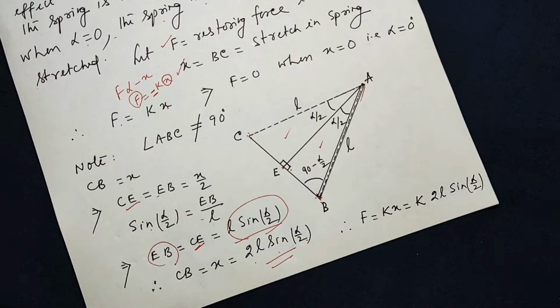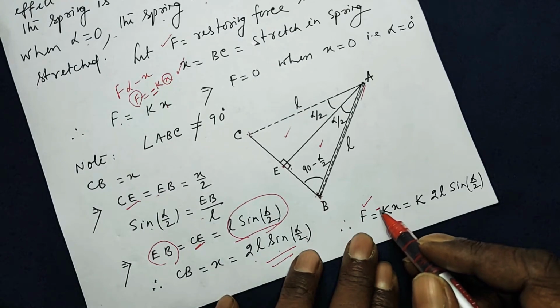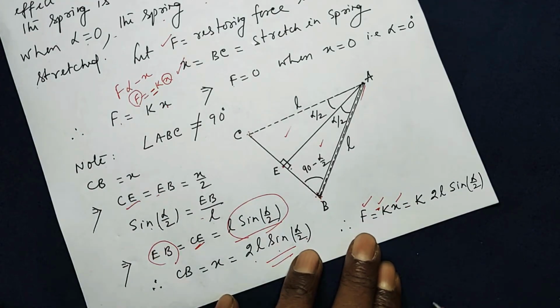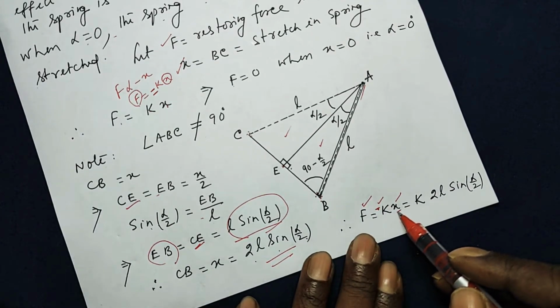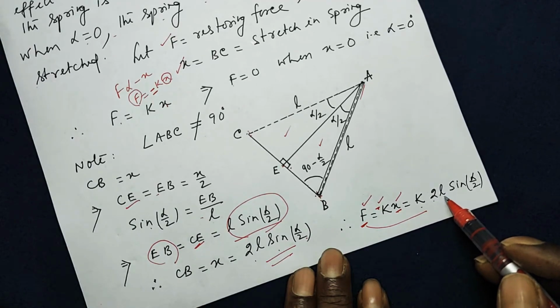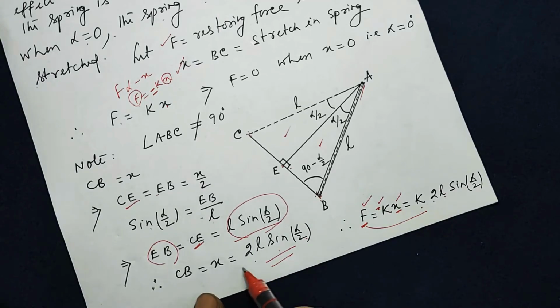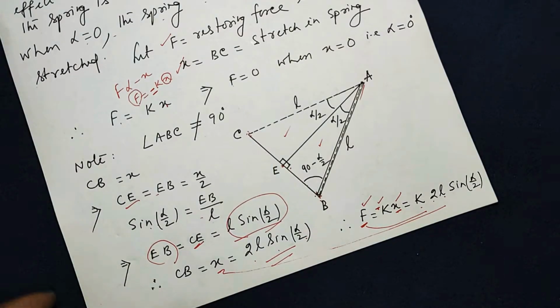Now, since F is equal to minus kx, the spring force, the negative sign only means F and x are opposite to each other. So, put the value of x here. So, your spring force becomes k times 2L sine alpha by 2. This value of x here. Now, let us go to the next page.